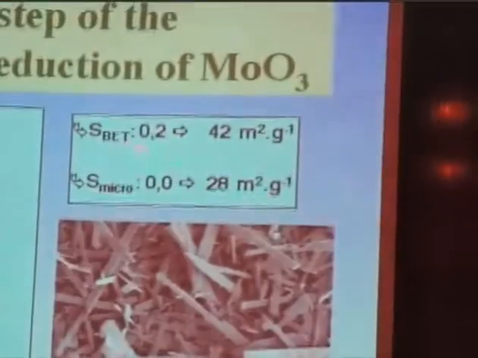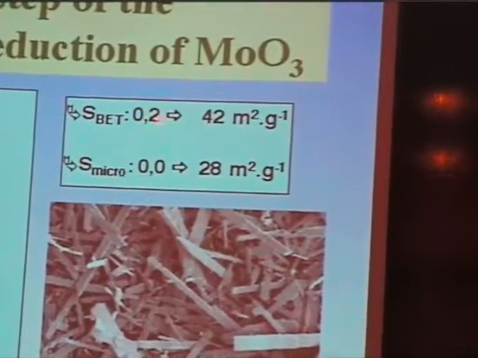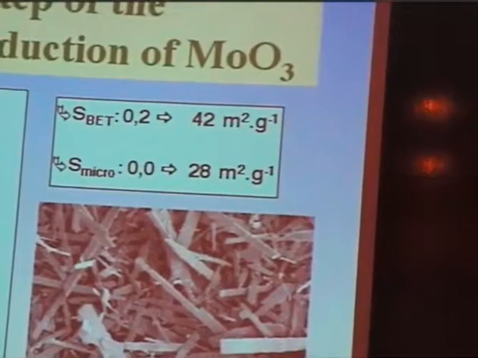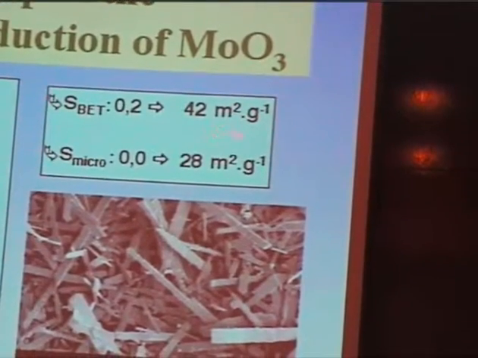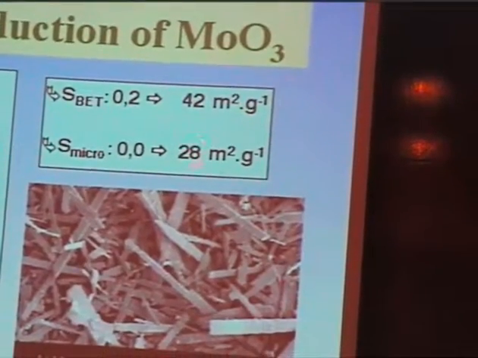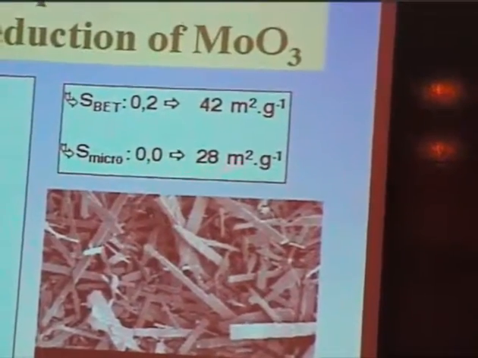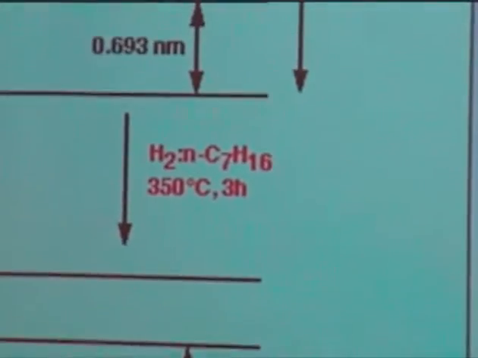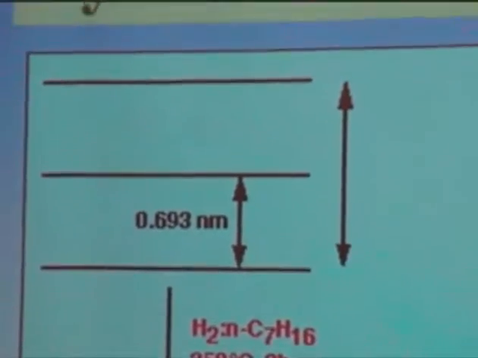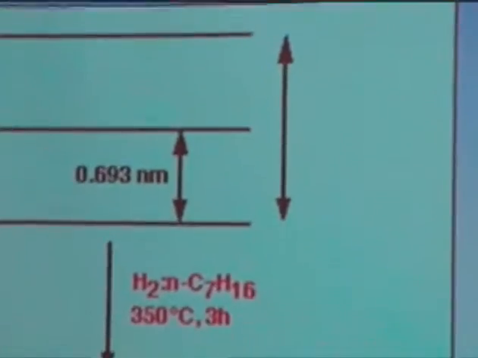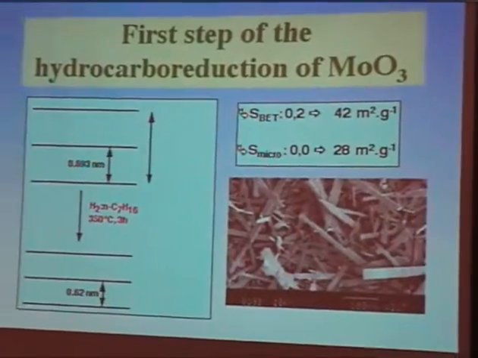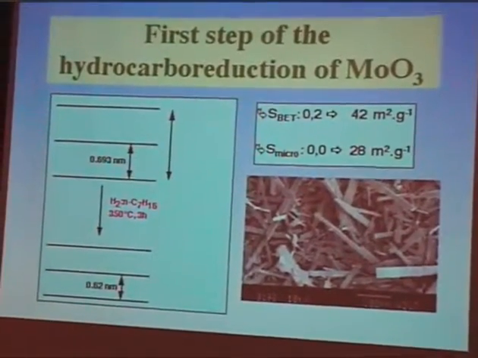The specific surface area has been growing from 0.2 to, sorry for the comma, it's coming from a French presentation, 42 square meter per gram, including 28 square meter per gram of microporosity in this material. And the main fact is, if you look at the scanning microscope, the lamellar structure has been preserved. So the transformation does not change the shape of the material.